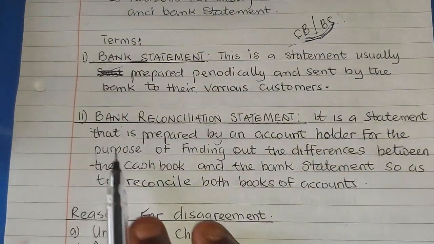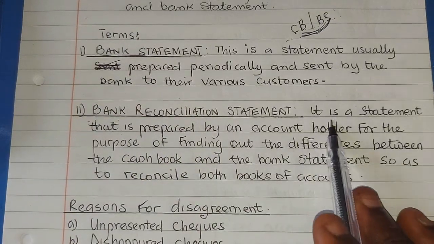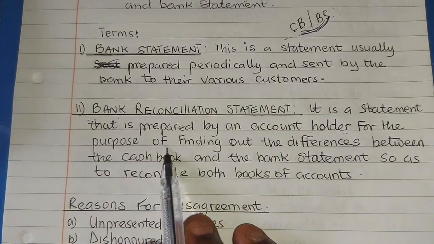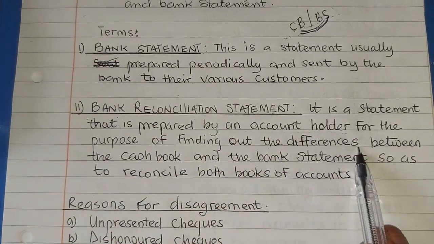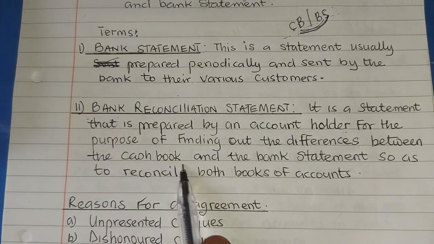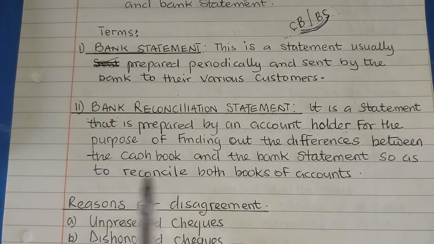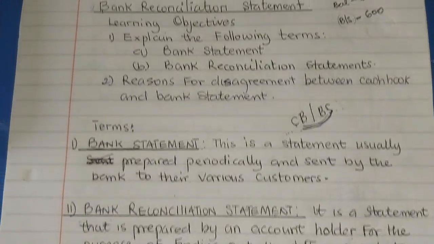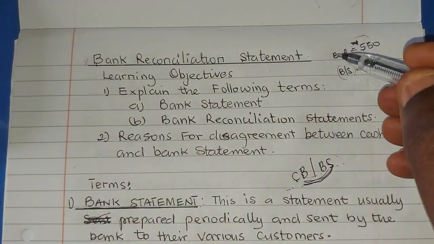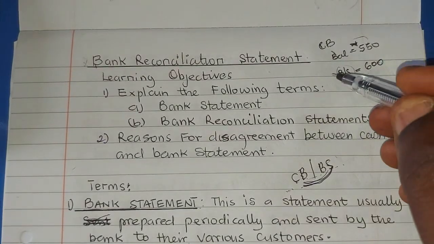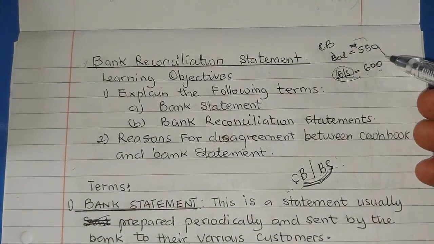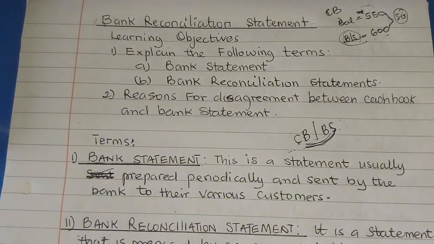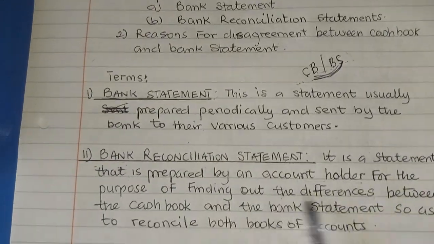So what is a bank reconciliation statement? Write it down. It is nothing but a statement that is prepared by an account holder for the purpose of finding out the differences between the cash book and the bank statement, so as to reconcile both books of accounts. So this is the balance in the cash book, while this is the balance in the bank statement. What brings about the difference of 50? So we need to prepare a bank reconciliation statement to do that.